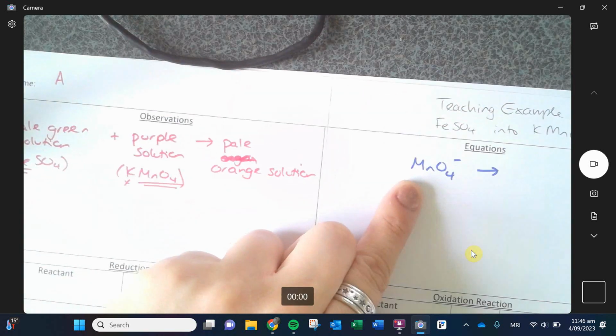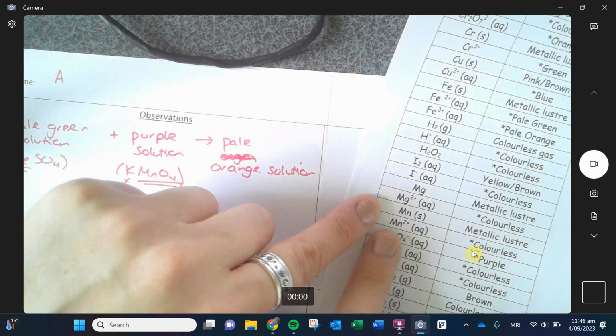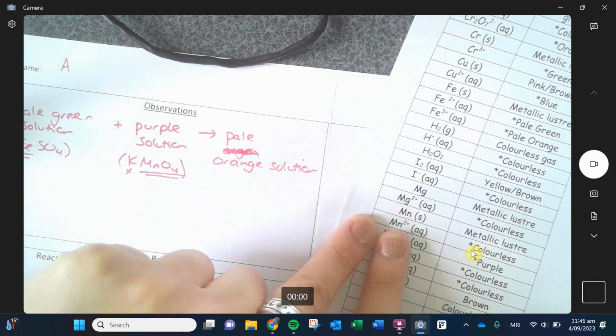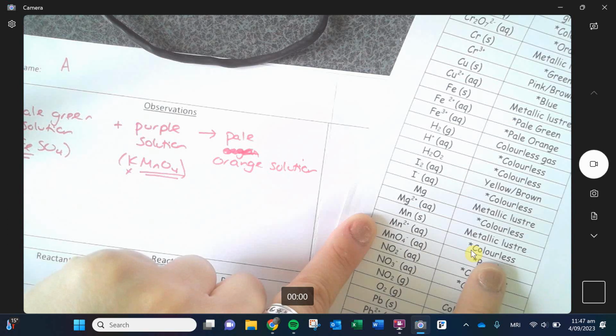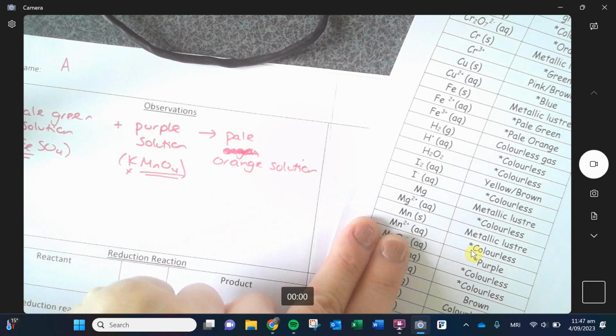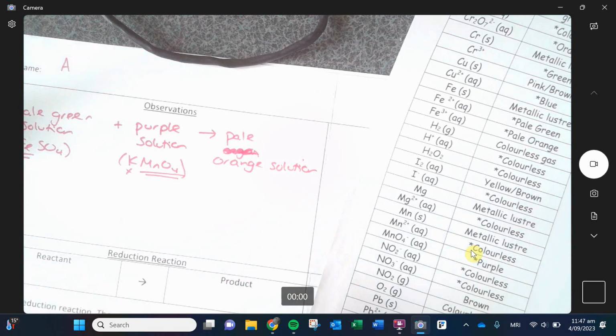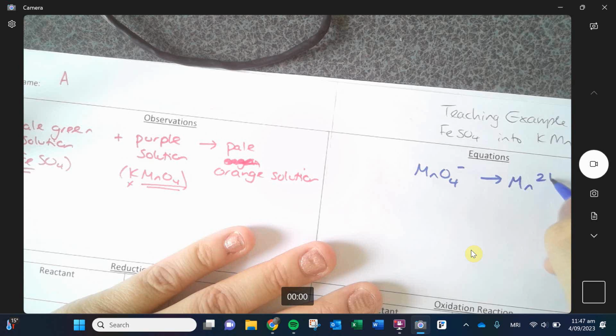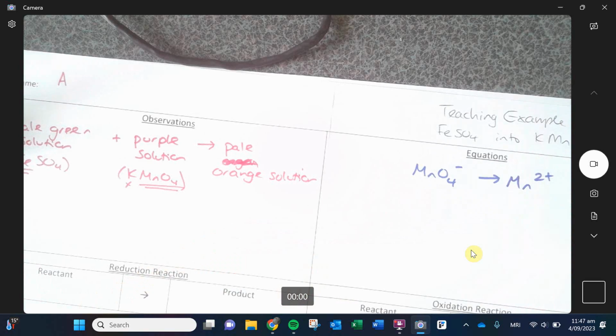So my permanganate, when I look at that list, there's two options with the manganese. It can either become a solid metallic luster, or it can become an ion that is colorless. It's not the solid metallic luster because I didn't see anything that formed that was a solid metallic luster. So that tells me that the permanganate became Mn2+. And that matches because that is colorless. We good with that so far?